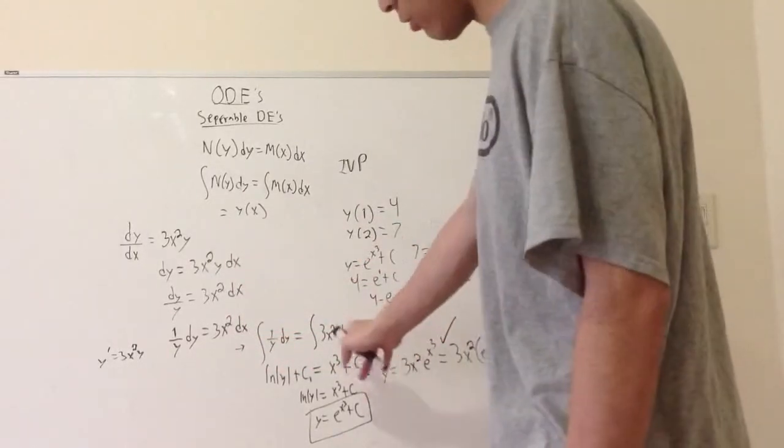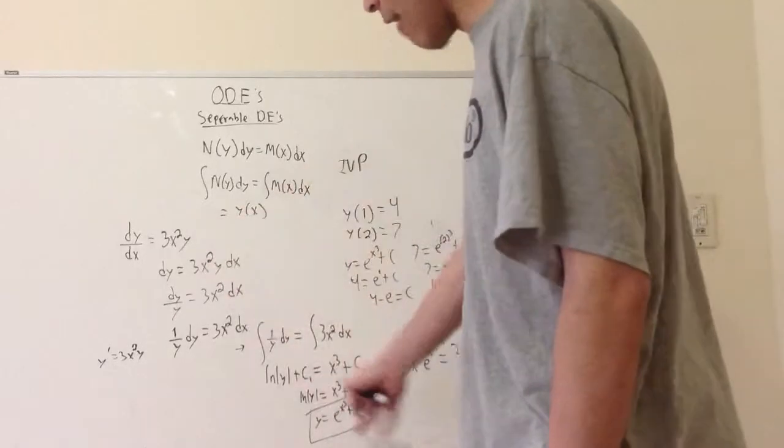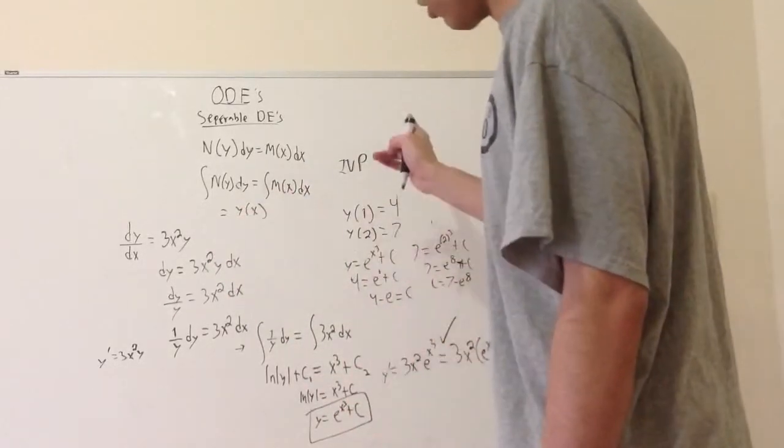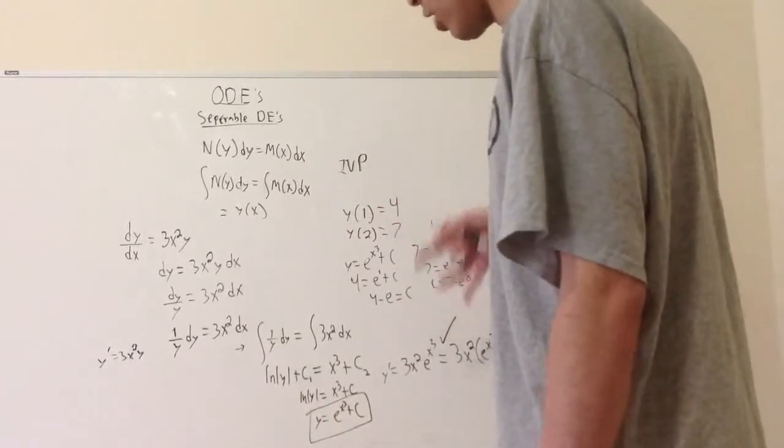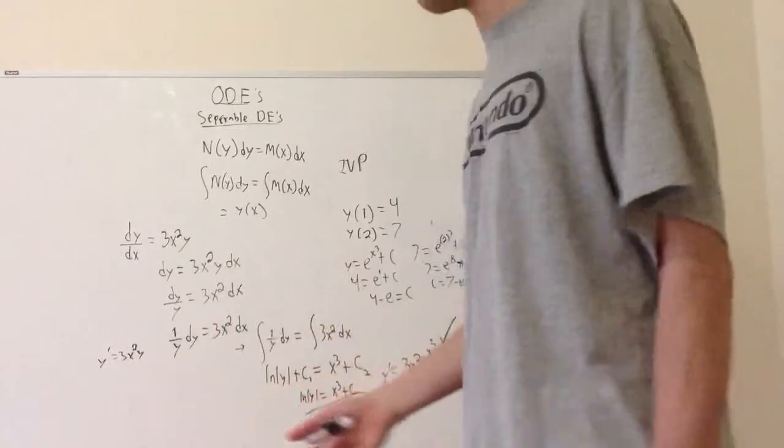And basically just follow the steps, check to see your solution is valid, and after your solution is valid, if there's an initial value problem, just go through it, find your constants, and you can get an idea of how the differential equation behaves at different points.